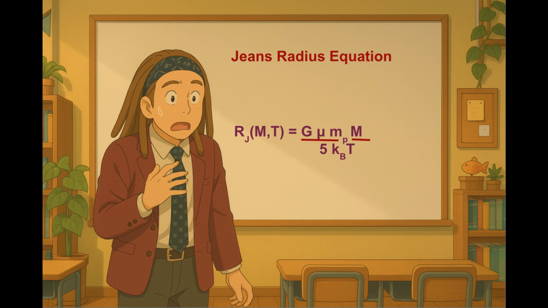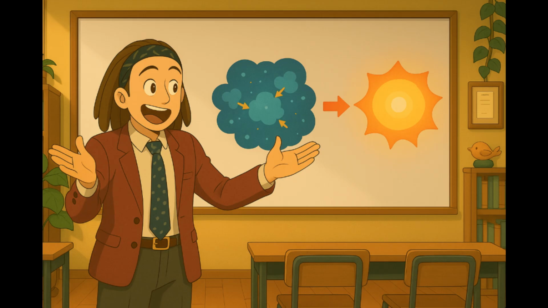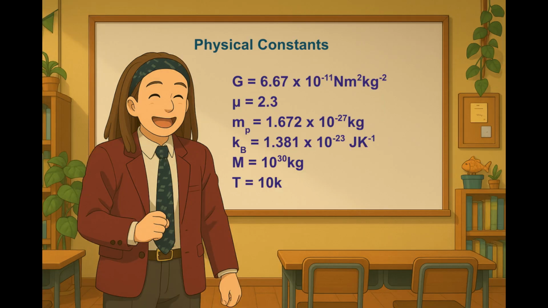This formula tells us that for a cloud of a specific mass and temperature, there's a particular radius. If the cloud is smaller than this radius, it will become unstable and collapse. If it's larger, it remains stable against collapse. Let's plug in our values.